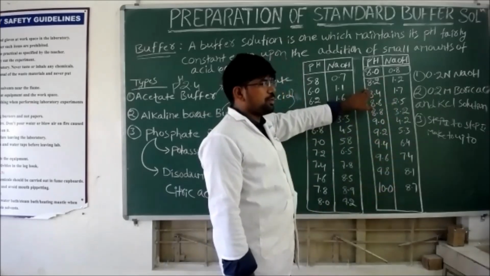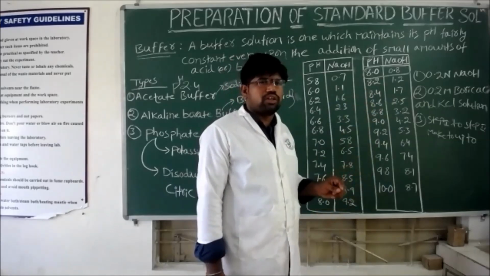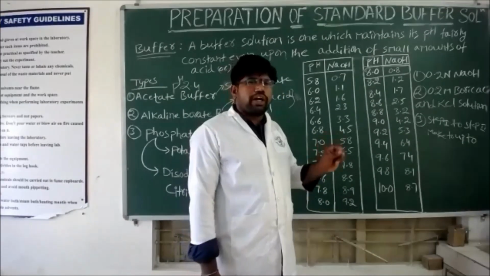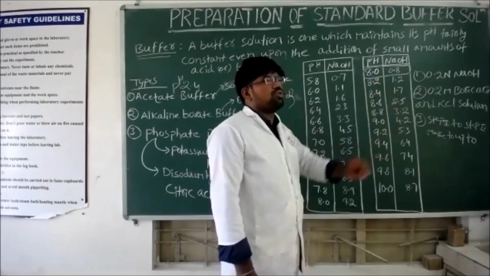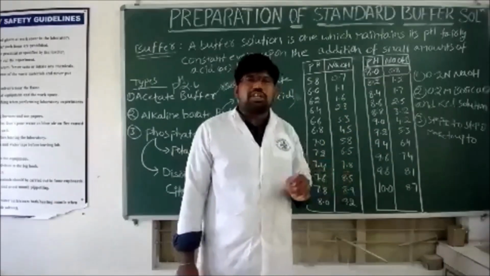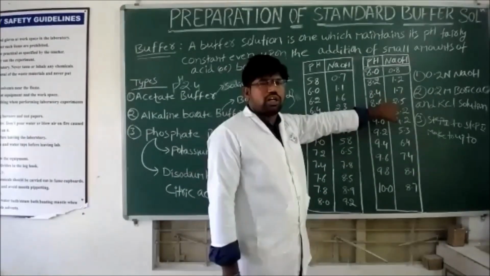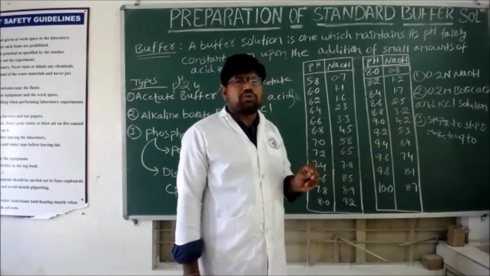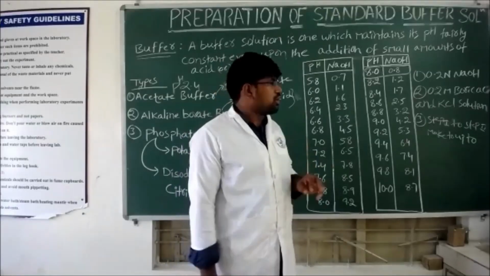Subsequently, if you want to prepare 8.2 pH alkaline borate buffer, mix 2 ml of 0.2 molar boric acid potassium chloride solution with 1.2 ml of sodium hydroxide solution and make up the final volume up to 10 ml with the distilled water. Similarly, for 8.4, 2 ml of 0.2 molar boric acid potassium chloride solution, 1.7 ml of 0.2 normal sodium hydroxide solution, and make up the final volume up to 10 ml with the distilled water.